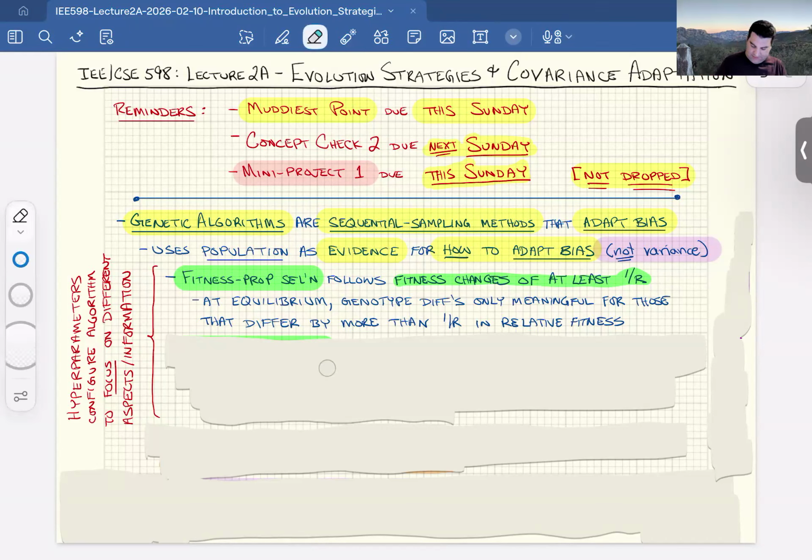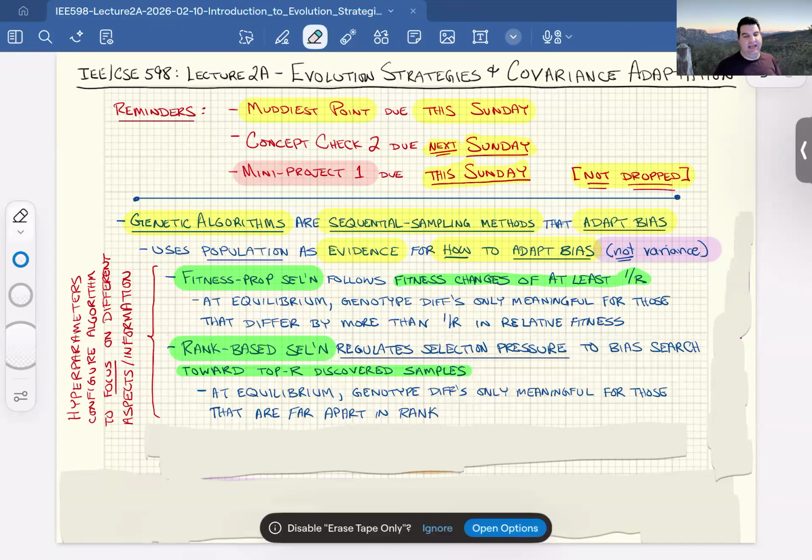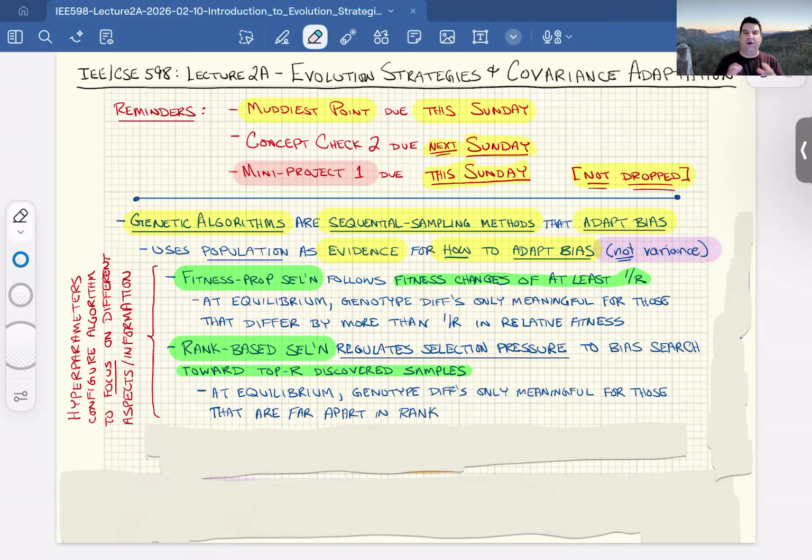If we switch to a different selection paradigm, like rank-based selection algorithms, it does change the focus of the algorithm as it moves from generation to generation, the sequential sampling process. But again, it's not going to really make the population at equilibrium much more informative. You can try to take something from that final population, but there's not a lot there.